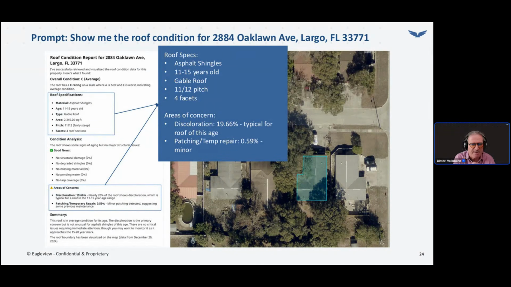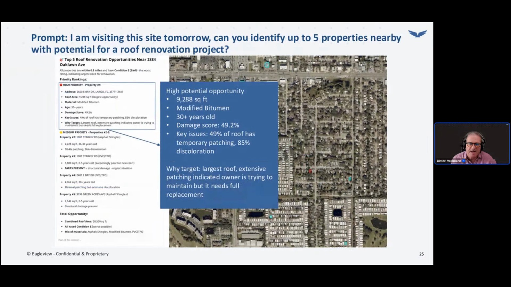Now, I'm not going to spend much time on the following slides. These slides are more of a backup or other examples, and this webinar is being recorded, so you will be able to watch it on replay, and you can pause and stop on this one. But these are a few more examples. We've seen a prompt similar to that about a specific location. This is a prompt more like, okay, once you have an address, I'm visiting nearby, show me 5 properties with a potential for a roof renovation project.